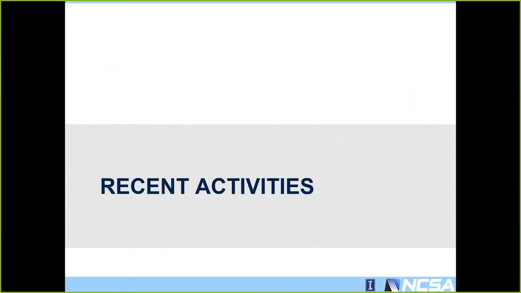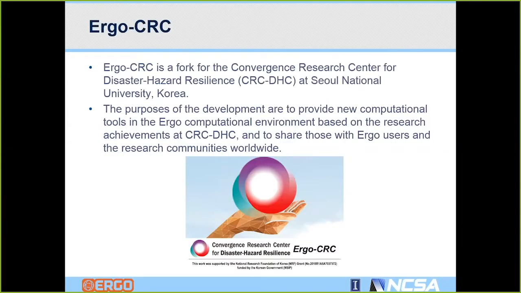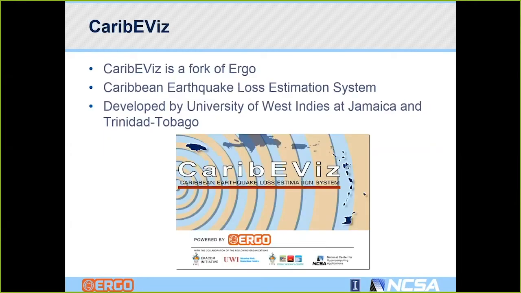So I'm going to close with just some of the recent activities around the project. There are a couple of forks of Ergo. One, the Ergo CRC, is by Seoul National University. They're looking at extending the capabilities to add HPC analyses. CaribViz is another fork looking at earthquake loss estimation in the Caribbean. That's being developed by the University of West Indies and Jamaica and Trinidad and Tobago.